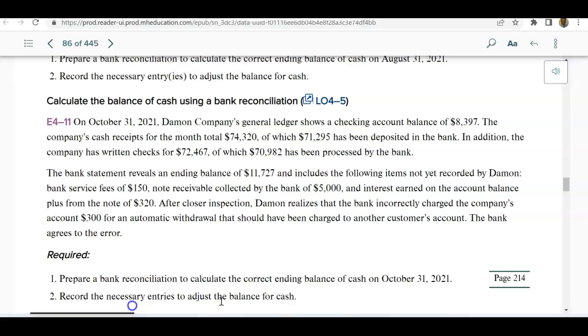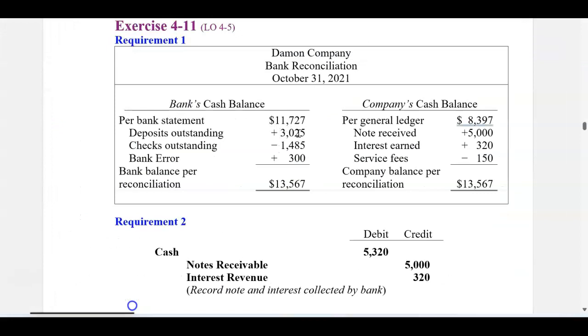That's why it's a deposit in transit. The company has done the bookkeeping for that. So there is no issue with the company's balance, but the bank is not showing. So that's where the $3,025 is coming. You show as a deposit outstanding.